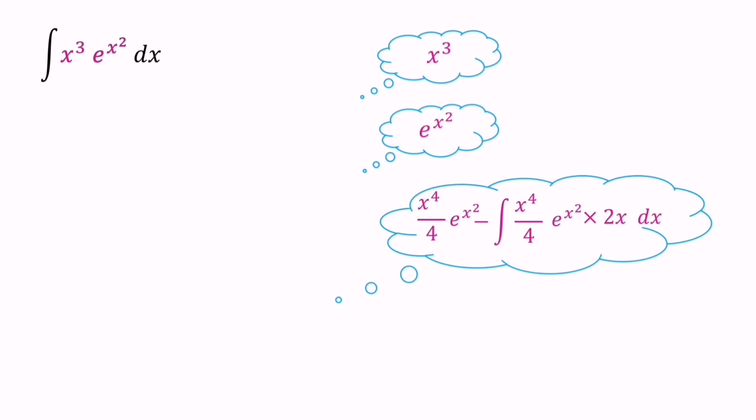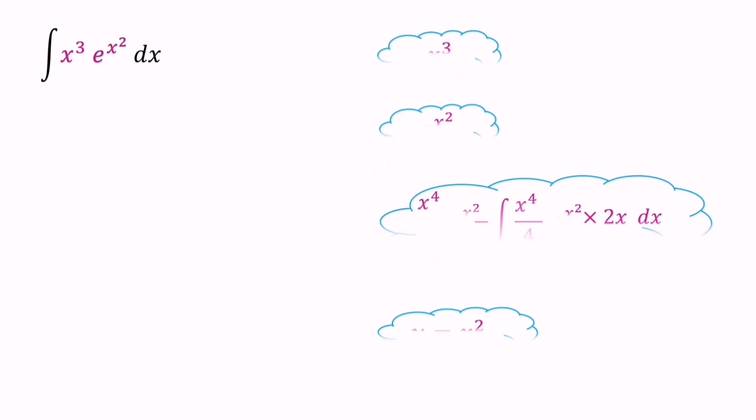So we can give priority to e to the power of x squared. But the question is, we don't know the direct integral answer for it. So what can we do? Let's substitute u equals x squared. Then we can reduce the complexity of this function. And after that, we can simplify it using the integration by parts method. Clear? Let's jump into the question.